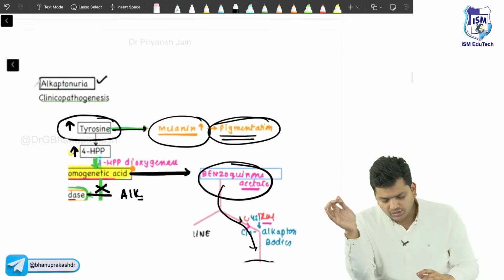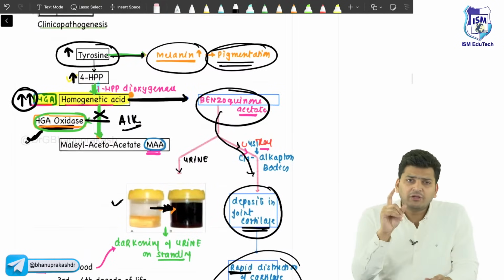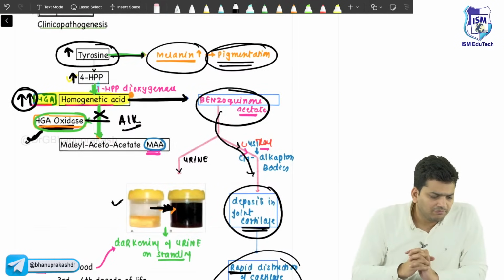Then we discussed alkaptonuria, very important. Can you tell me what is not a symptom of alkaptonuria? What is not a symptom of alkaptonuria? Can you tell me?